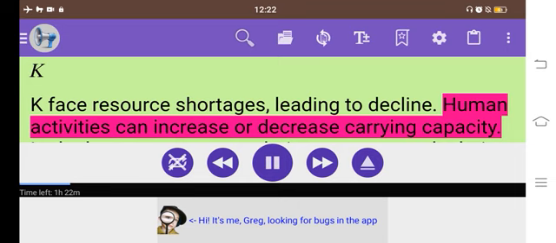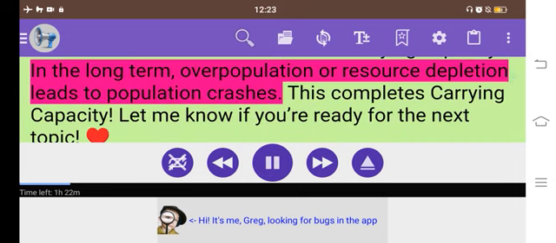Human activities can increase or decrease carrying capacity. In the long term, overpopulation or resource depletion leads to population crashes.